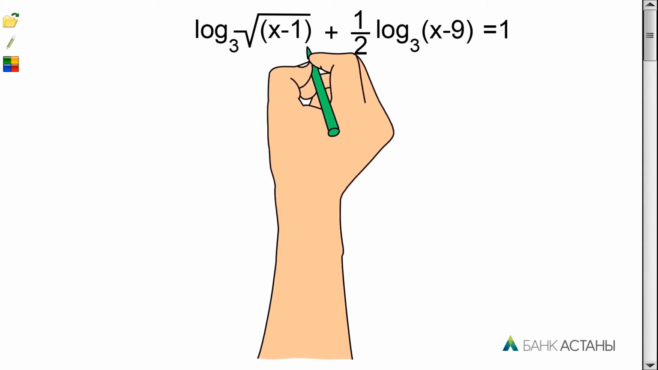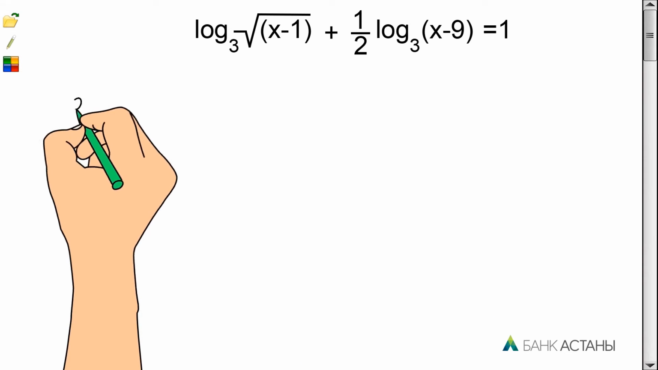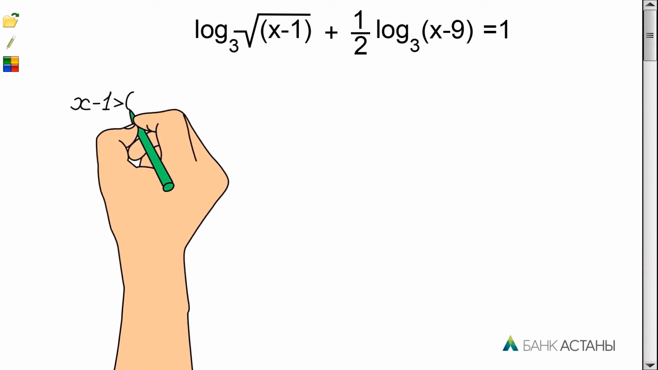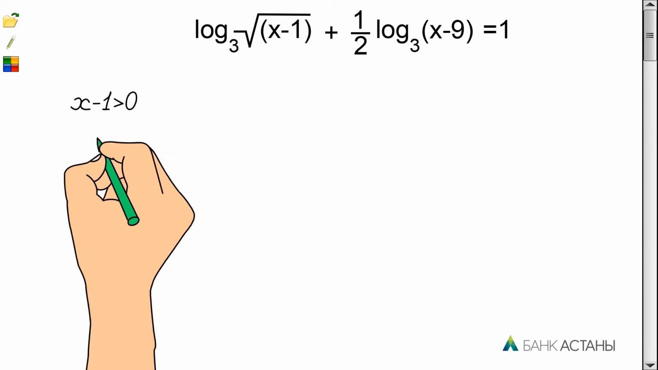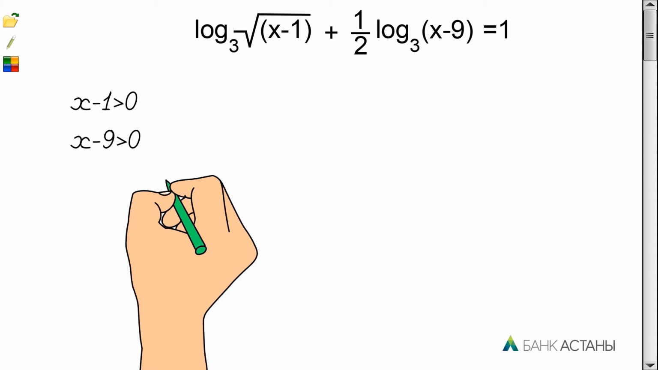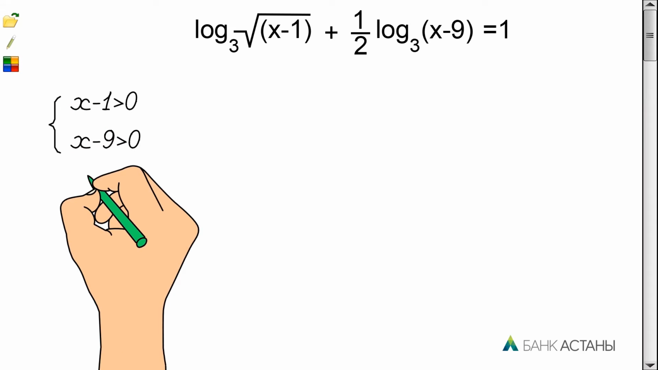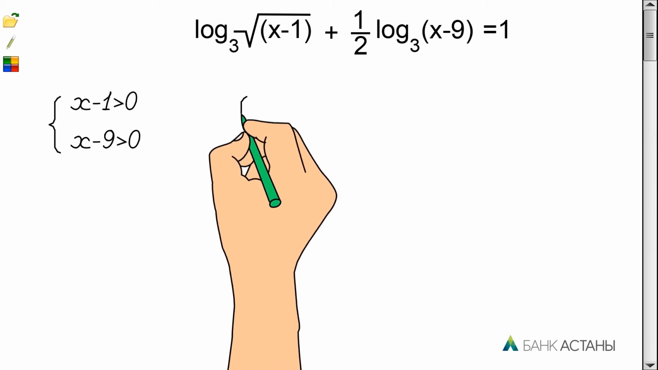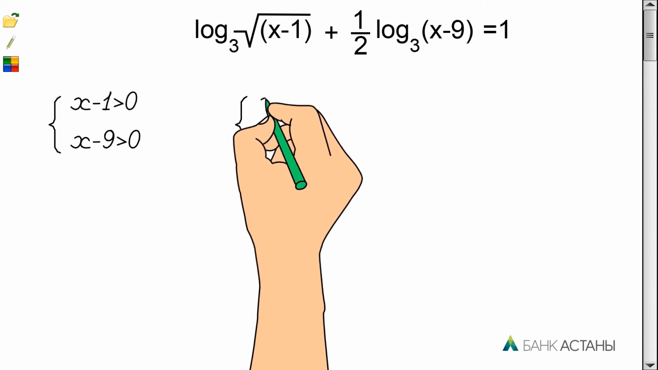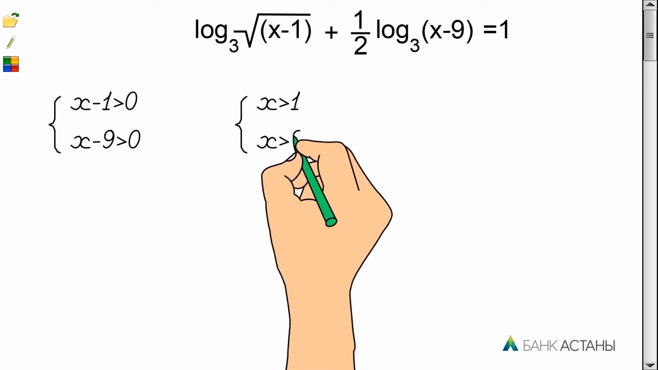Expressions under the logarithm should be greater than 0. X minus 1 is greater than 0. And the second expression, x minus 9, is greater than 0. Thus, we have obtained a system of inequalities. Solving the system of inequalities, we get the following. X is greater than 1. And x is greater than 9.